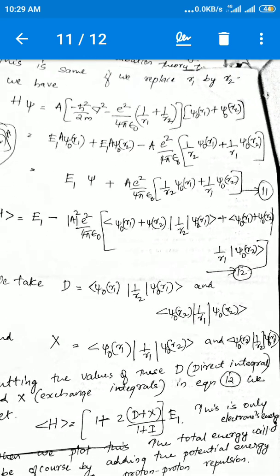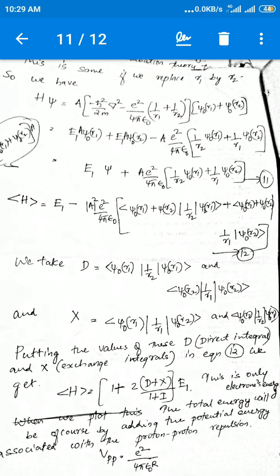Now we are going to take this, which is actually an integration. If you substitute for psi 0 R1 and psi 0 R2, which is 1 by root of pi a cube e raised to minus R1 by a, there was a mathematical form for this psi 0 R1 and psi 0 R2. If you are going to substitute that, you will be doing that integration, isn't it? So it will be an integral, isn't it?